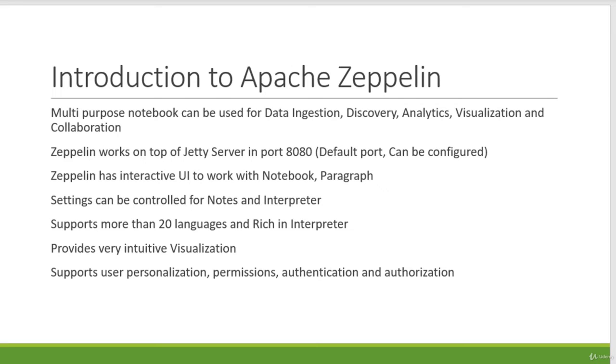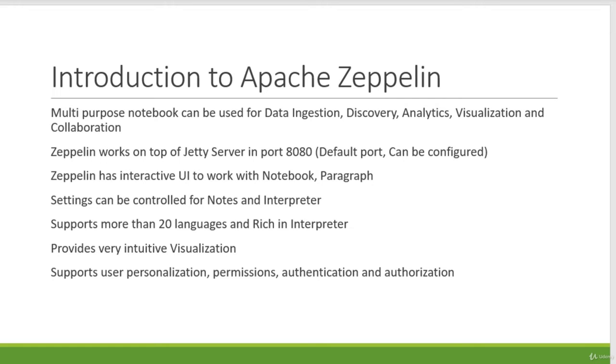The settings can be controlled for the notebook and the interpreter, which is going to facilitate to interact with other systems as well as using different languages. Zeppelin supports almost 20 languages and other components to interact with. It provides a very intuitive UI for the data that it's going to have, as well as it supports user personalization, permissions, authentication, and authorization.